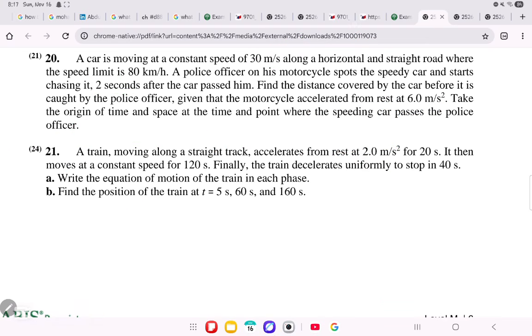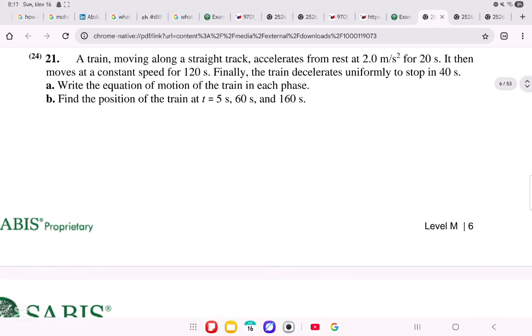We'll move on to question 21. A train moving along a straight track accelerates from rest at 2 meters per second squared for 20 seconds. It then moves at a constant speed for 120 seconds. Finally, the train decelerates uniformly to stop in 40 seconds.